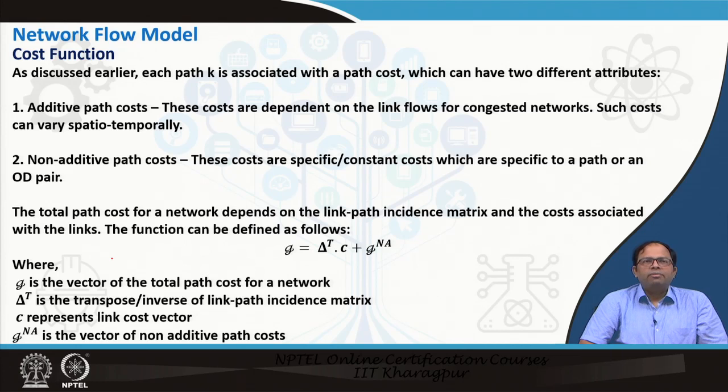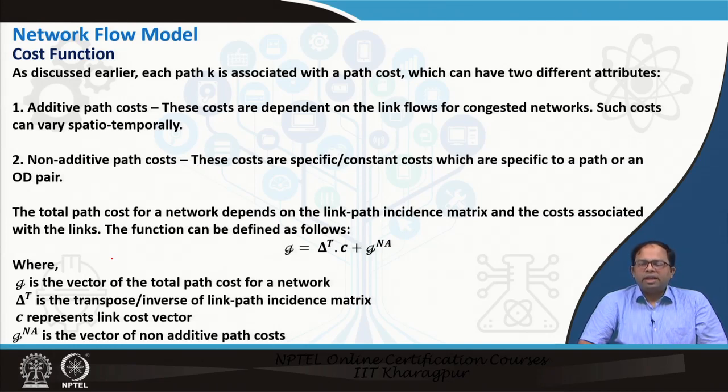Once we do that, we need to determine the cost of each path, because eventually we want to determine which path is the shortest path, and that depends on the least cost path between each origin and destination pair. Each path k is associated with a path cost, which can have 2 different attributes: the additive path cost and the non-additive path cost. Additive path cost depends on link flows.